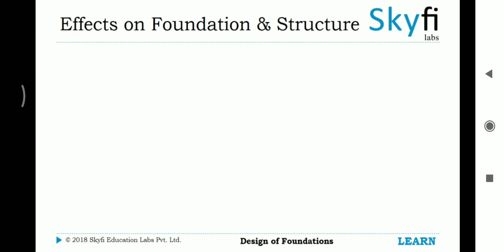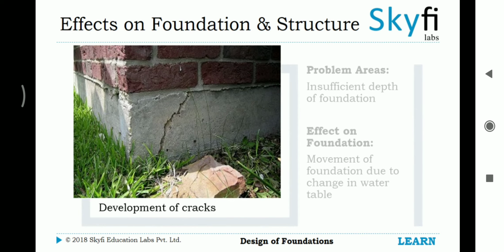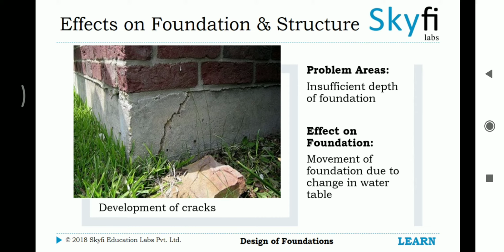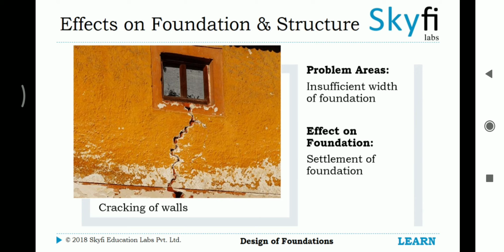Let us now take a look at some of the effects of improper or incorrect design on the foundation and the structure. The foundation of a building might develop cracks if the design depth is not sufficient. This is due to the movement of the foundation when there is a change in the water table. When the width of the foundation is not adequately designed, it results in the settlement of the foundation. This will, in turn, result in cracking of the walls of the superstructure.